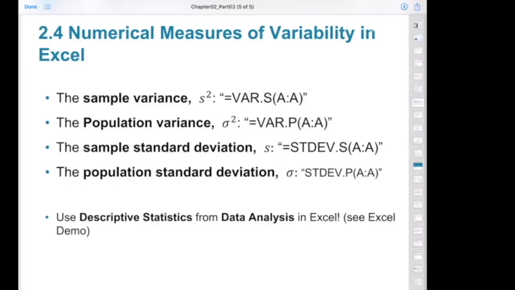And the same thing for the standard deviation, STDEV is a shortcut for standard deviation. It's a function for the standard deviation. Dot S for the sample, dot P for the population. And I showed you what is the difference between them. For one of them you divide by n minus 1, and for the population you divide by n. This is the only difference between them.